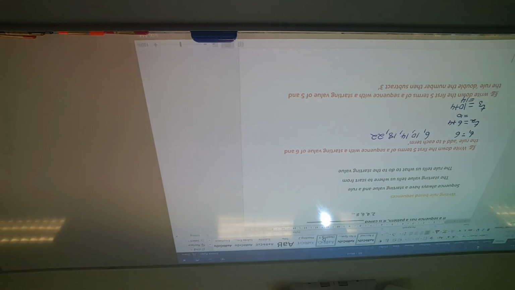All right. So the next one, same thing. Write down the first 5 terms of a sequence with a starting value of 5, and the rule: double the number, then subtract 3. If you want to do this on your calculator and not show your working out, that's fine as well. So you can just put in your numbers.